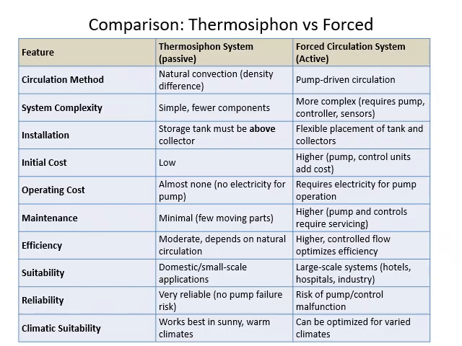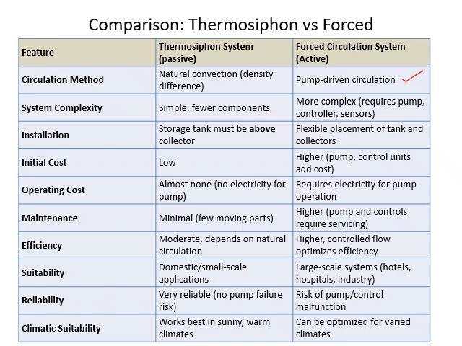So if we do a side-by-side comparison for thermosiphon and forced circulation, the first one definitely is natural convection versus pump-driven circulation. Then system complexity: definitely thermosiphon is simpler with fewer components, and forced circulation has to be more complex. And installation: the storage tank must be above the collector, otherwise the thermosiphon principle will not work because the hot water has to travel upward. For forced circulation, although it's suggested you place the hot water outlet on the top, there is still some flexibility in placing the tank and collectors.